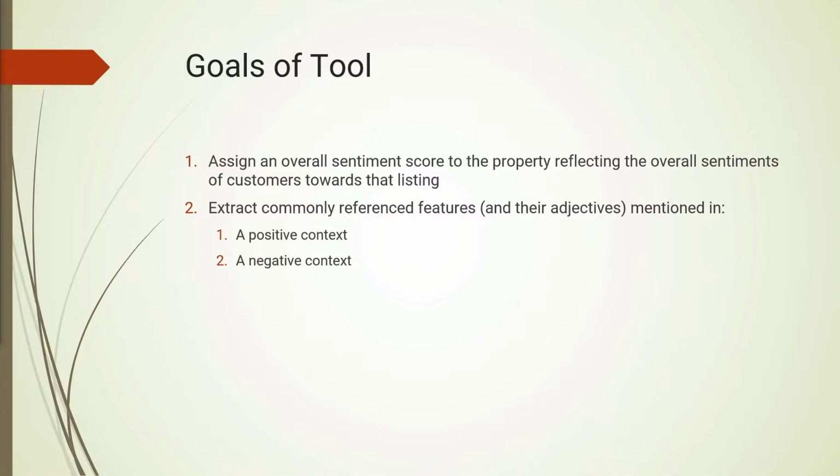So these are the goals of my tool. The first goal is to assign an overall sentiment score to the property reflecting the overall sentiments that the customers had towards that listing after living there. And the second goal is to extract commonly referenced features and their adjectives mentioned in a positive context and a negative context. By features, I mean which aspects of the property. These could be anything like the bathroom, the bed, the host. And by extracting their adjectives, I mean in which context those features were described. For example, if the bed was dirty, that's a negative context, and the adjective would be negative.